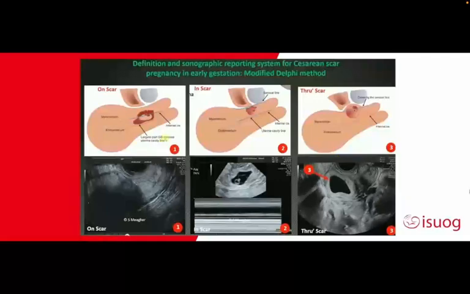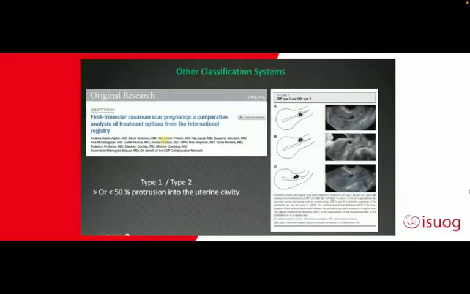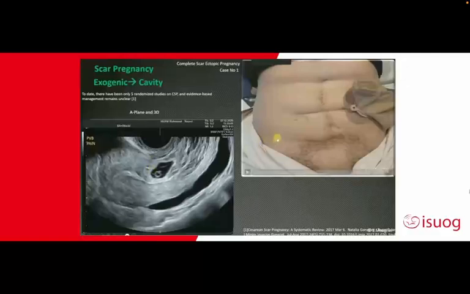There are different classification systems that have just been recently published, which Ilan will maybe talk about, is another type of classification, type 1 and type 2, depending on whether there's less or greater than 50% protrusion into the uterine cavity. And this article is very well worthwhile a read, with many co-authors, including Davor Djokovic, with a large series of scar ectopic pregnancies. And this is beyond the scope of my talk today. I will, however, go through examples of it.